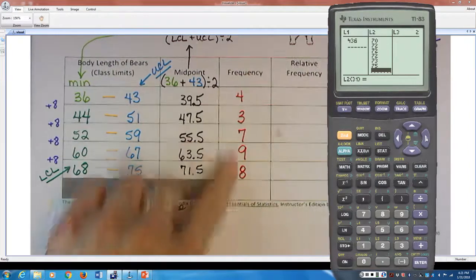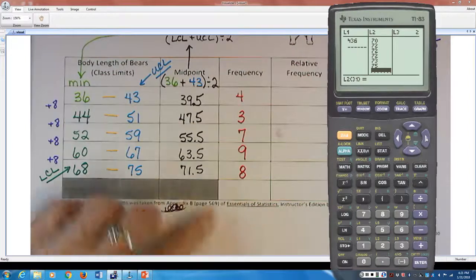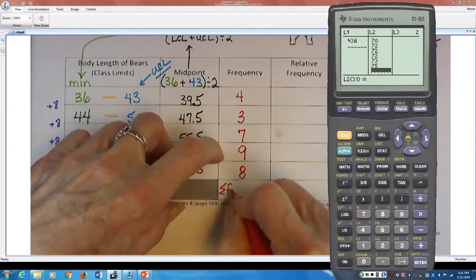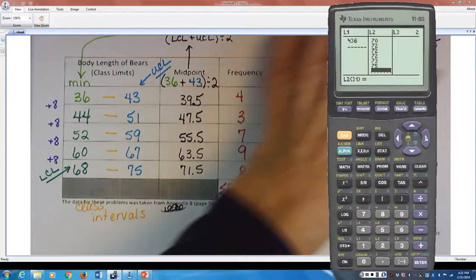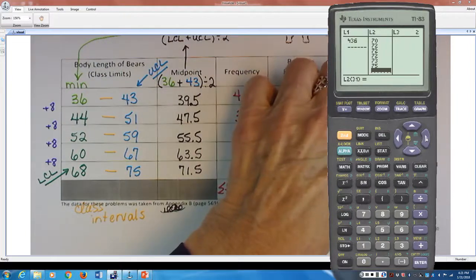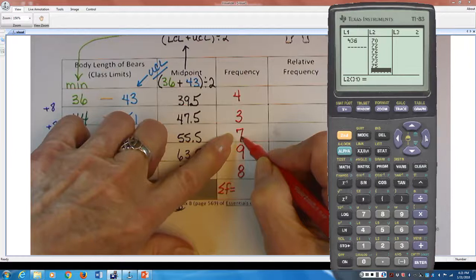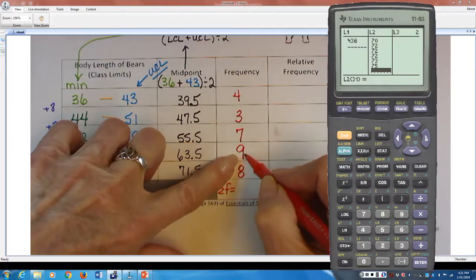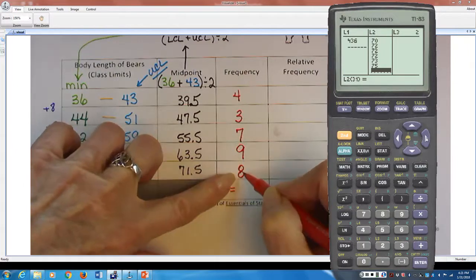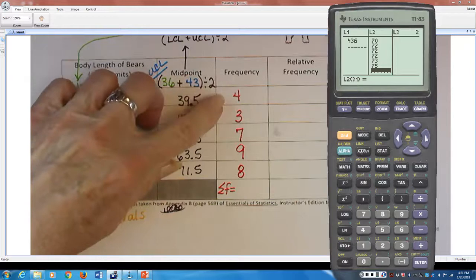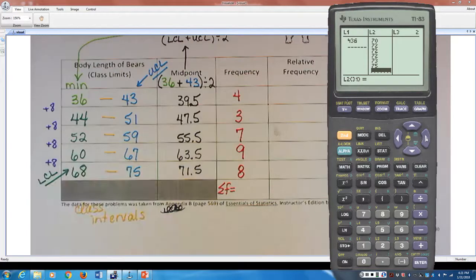And once again, if I add my frequencies up, what I should get is 30 pieces of data, right? 4 plus 3 is 7, 7 plus 7 is 14, 14 plus 9 is 23. Ooh, 23 plus 8 is 31. Maybe I need to go check my arithmetic, so let me not do it in my head. 44 to 51. Okay, let me go back up and recount 44 through 51.